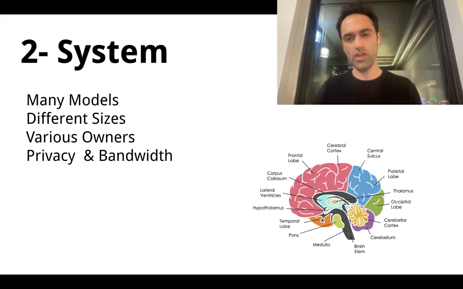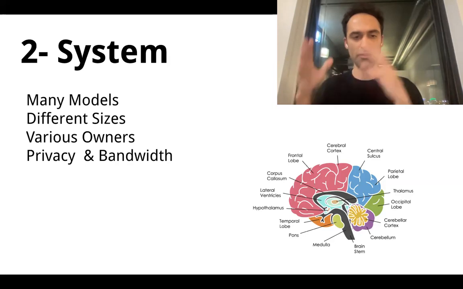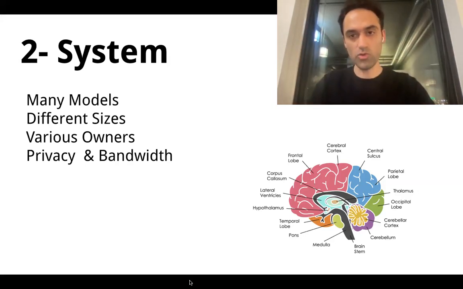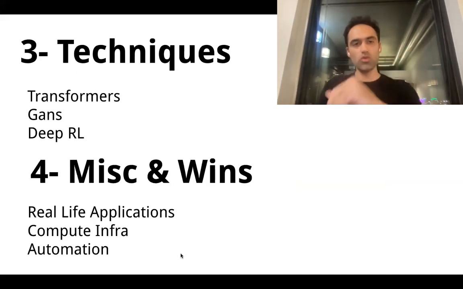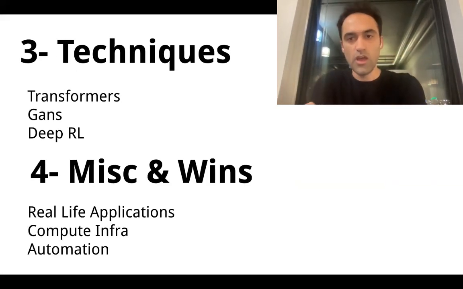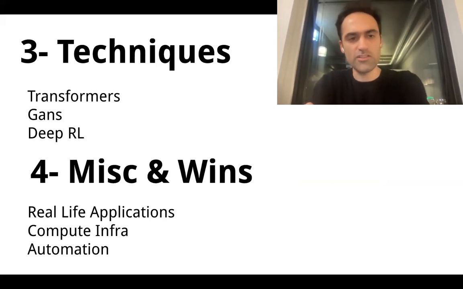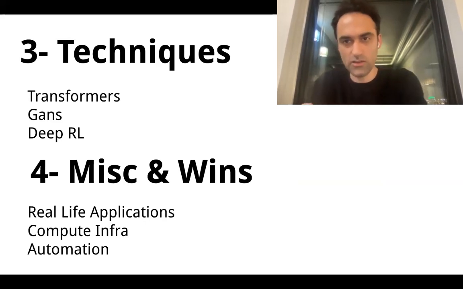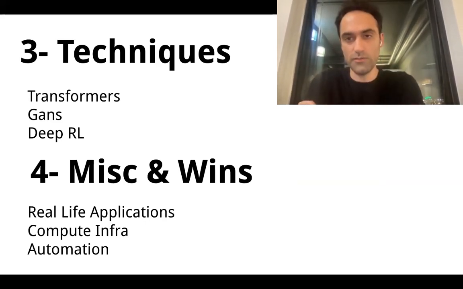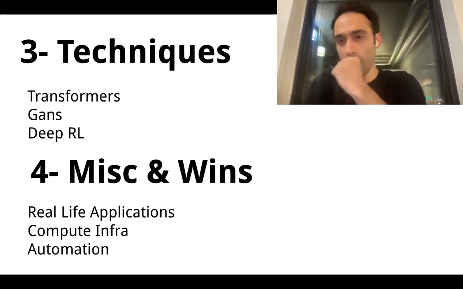And then a lot of new issues have come. Once we go to industry, there are a lot of new issues as far as privacy, bandwidth, regulation, everything else that I'm going to talk about. This all goes under system. And then the last two dimensions are the techniques. Obviously, there are three techniques: transformers, GANs, and deep RL, that to me were the bigger techniques that came up in the last few years, became more mainstream and became more industry standard.